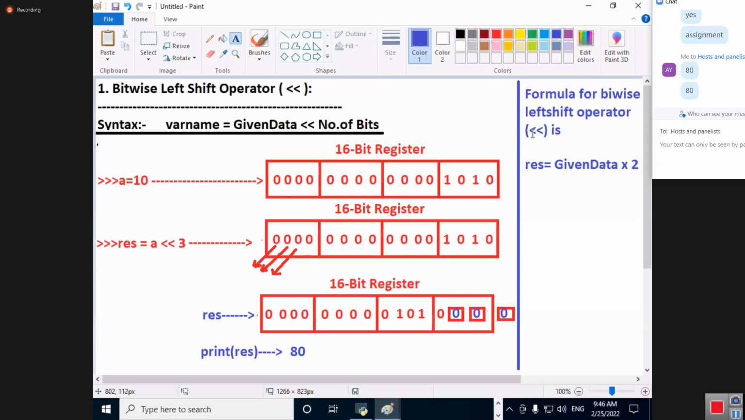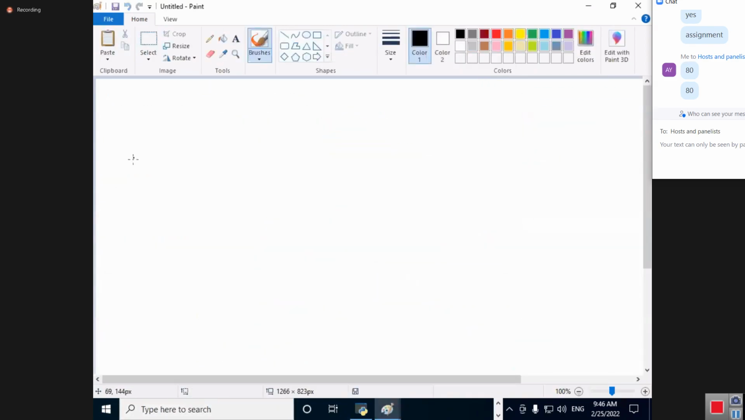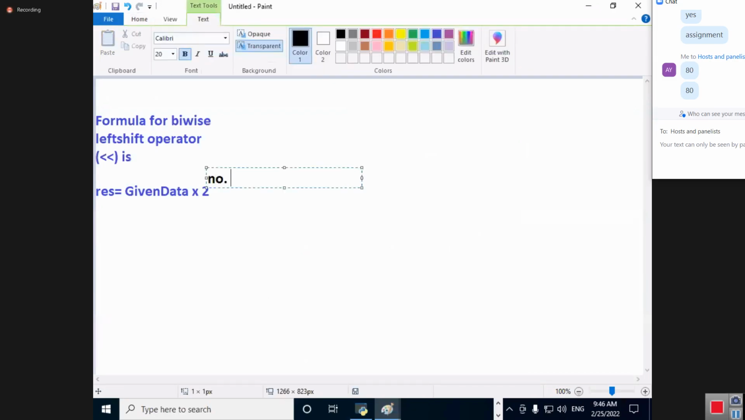Space is not suitable for me. No problem, I will just cut this. Just give me 2 minutes time. I'll go to this place. I'll take this and paste it. So I'm saying 2 to the power of number of bits.